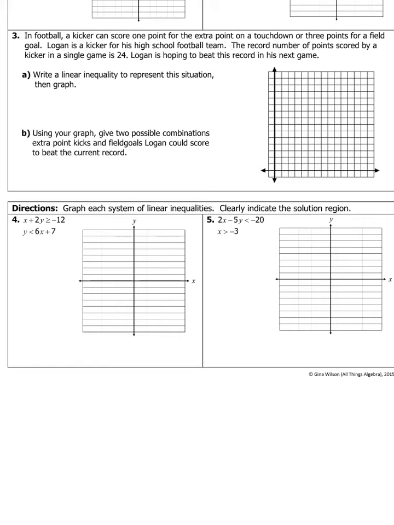So if you don't know anything about football, they're giving you some information here. So in football, a kicker can score 1 point for the extra point on a touchdown, or 3 points for a field goal. So that would be important information you might want to highlight. 1 point for the extra point, 3 points for a field goal. Then it says Logan is a kicker for his high school football team. The record number of points scored by a kicker in a single game is 24. So again, that might be important.